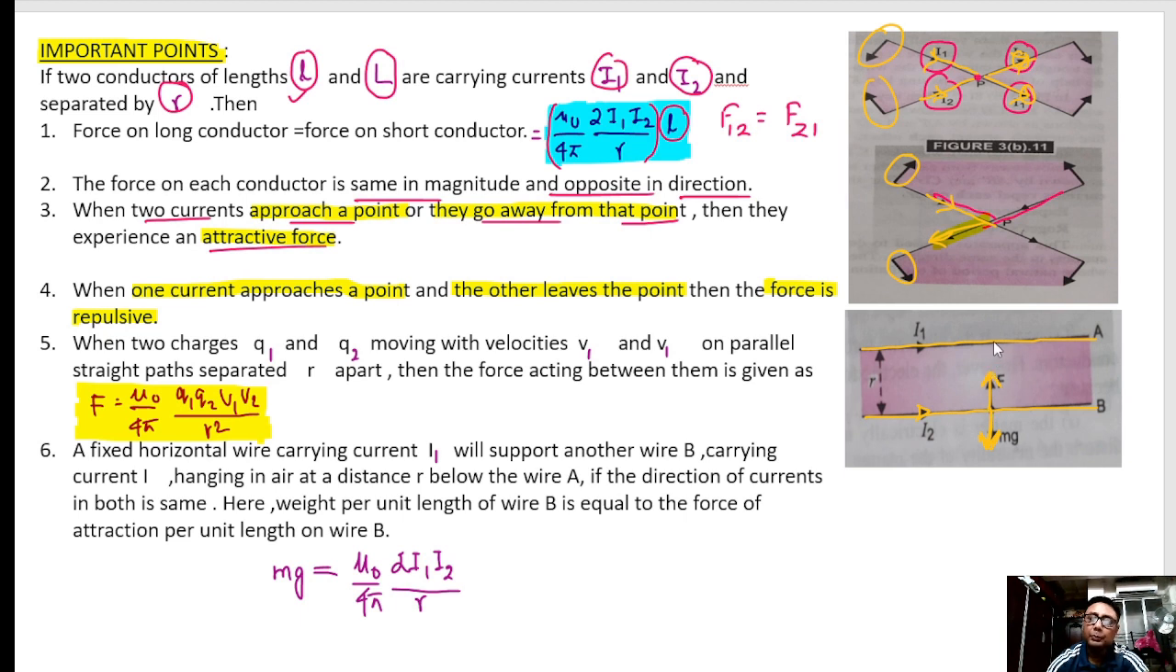That means there should be an attractive force between the two, and we know if there is an attractive force, the current should flow in the same direction. So the force acting between the two is this, the attractive force which should balance the weight of the wire. It has to be in the opposite direction to the weight. So when there is an attractive force, the currents' direction should be the same. So I1 and I2 should flow in the same direction.